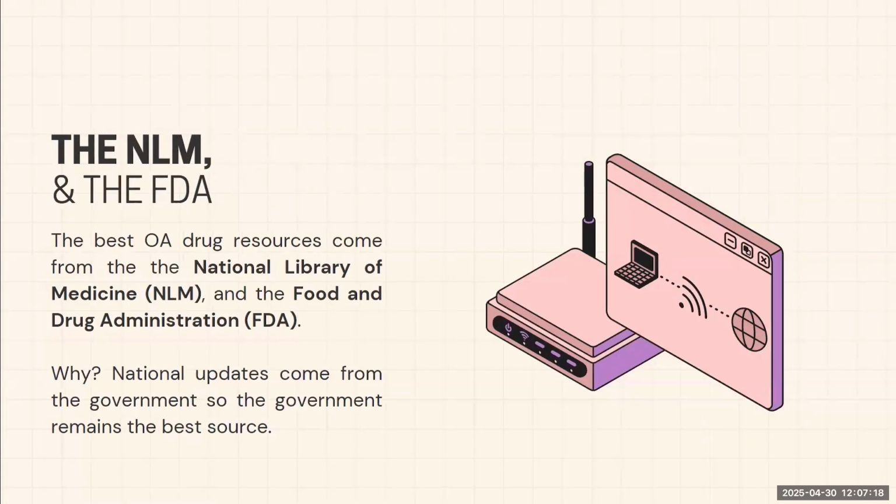The best OA drug resources come from the National Library of Medicine, which can be abbreviated as NLM, and the Food and Drug Administration, which we all know is abbreviated as FDA. The main reason for this is because these major updates on drug shortages, drug recalls, drug approvals come from the FDA and come from the government. And so they are the most up-to-date source. If you're using a site like drugs.com, someone has to wait and see these FDA updates and then update the site, whereas on the FDA sites, they are just being updated as the updates come through.